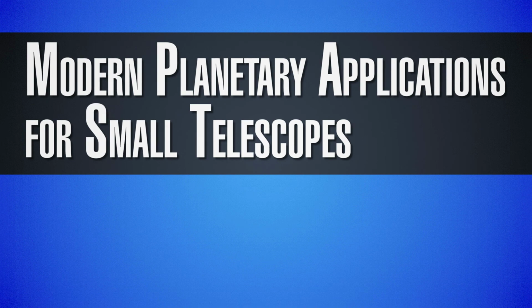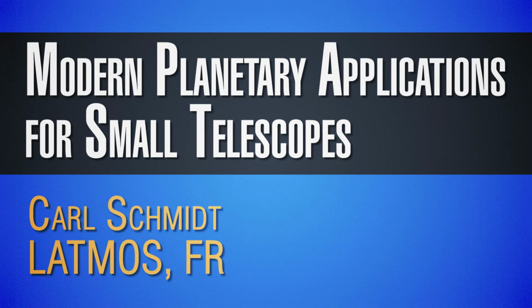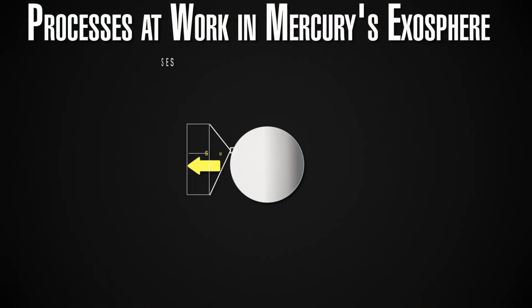My name's Carl Schmidt. I'm a researcher at a laboratory called LATMOS in Paris, France, and I study planetary atmospheres there. So Mercury's atmosphere is very similar to the moon, and that's maybe a better place to start talking about how a very thin, ballistic atmosphere on one of these bodies works.